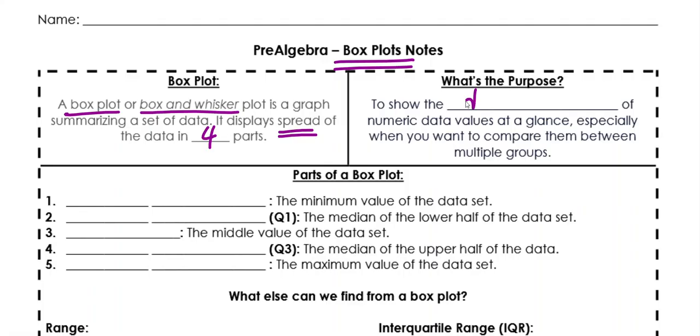The main purpose is to show that spread, or what we're going to call the distribution of numeric data, at a glance. When I say distribution, that's really just a synonym for the word spread, how spread out something is, whether it's really clumped together or very spread out. It's especially helpful when you want to compare multiple groups.